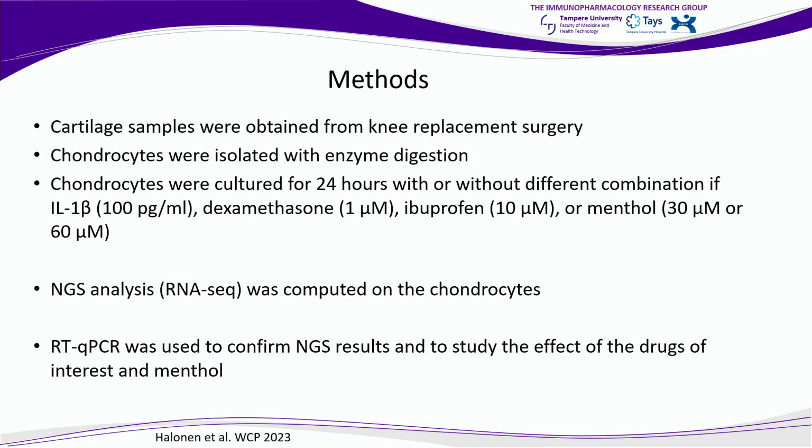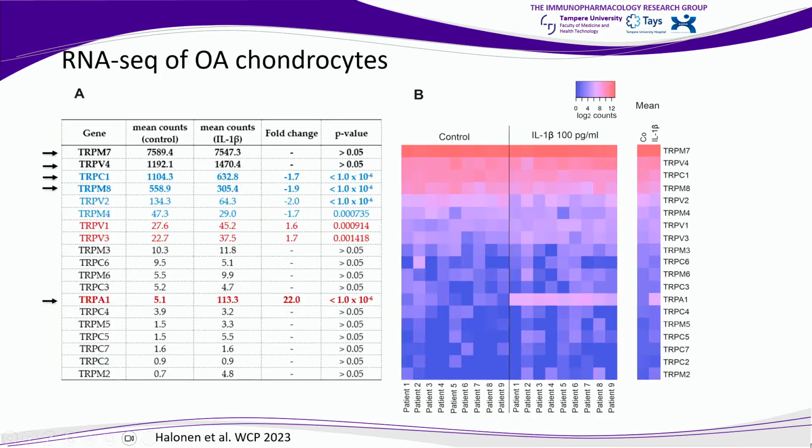Okay, some methodology. We get the cartilage samples from knee replacement surgery, so from real patients. We culture them with different combinations of stimulants, run the RNA-seq on the chondrocytes, and then we also run a PCR on the other experiments. So on to the interesting part.